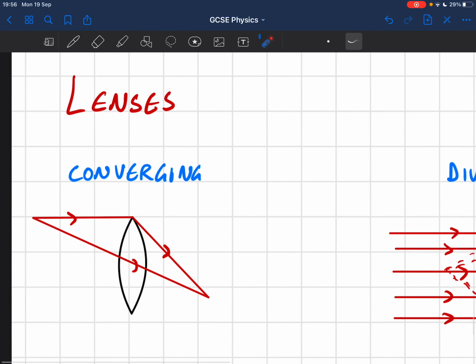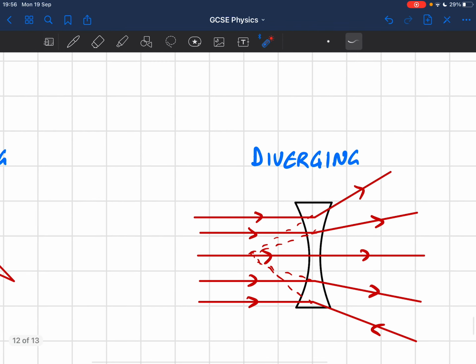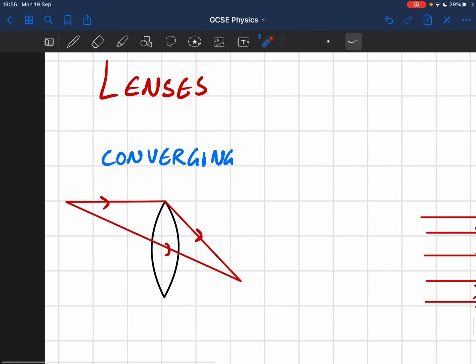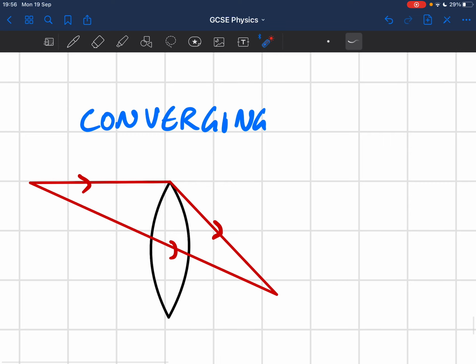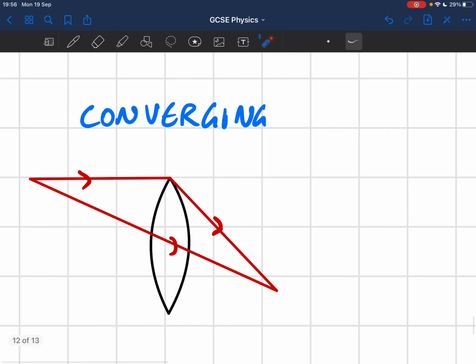Okay, lenses now. So there are two different types of lenses. There's the converging lens and the diverging lens. The converging lens takes rays of light and converges them towards a point, a focal point. Here is a ray that is undeviated through the optical center.